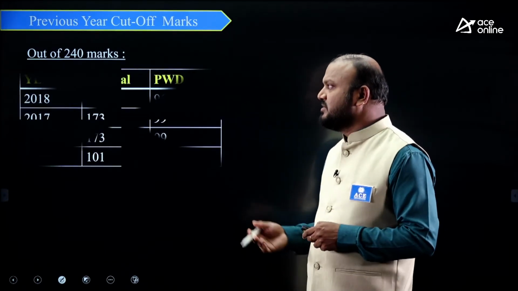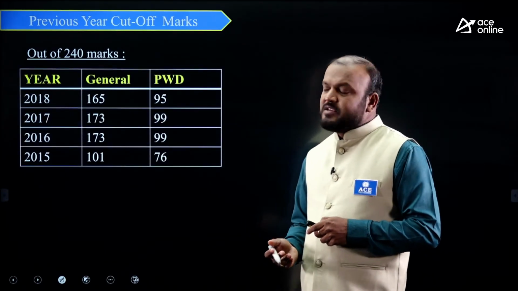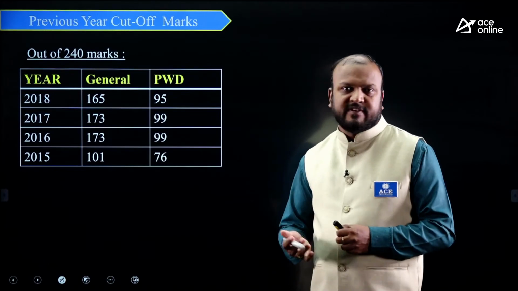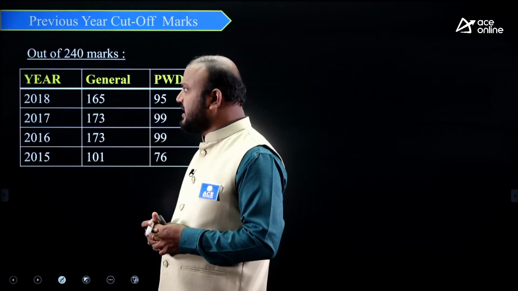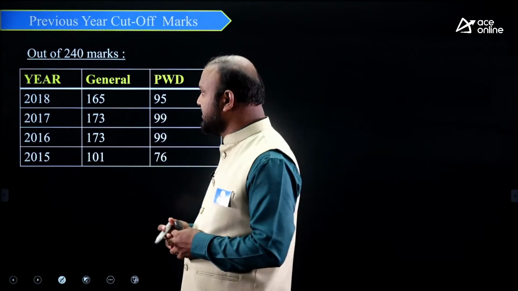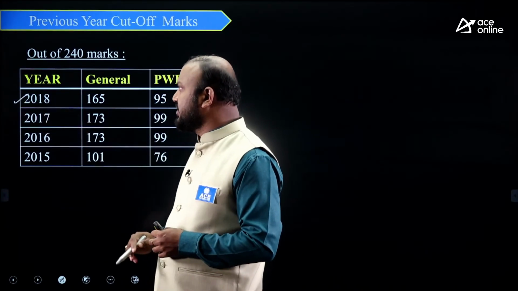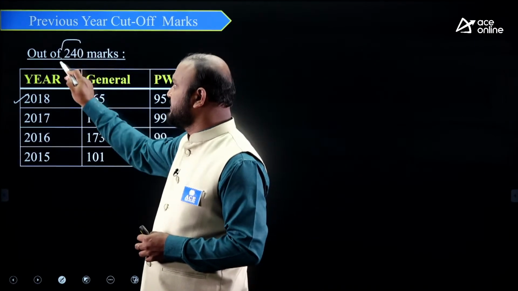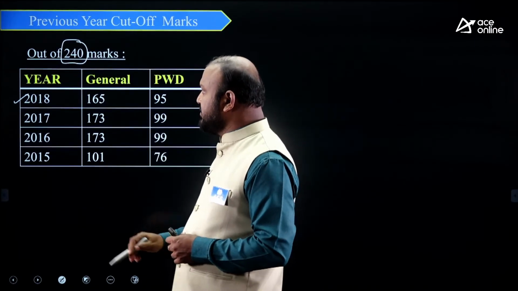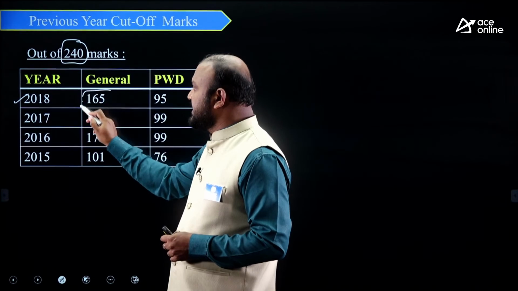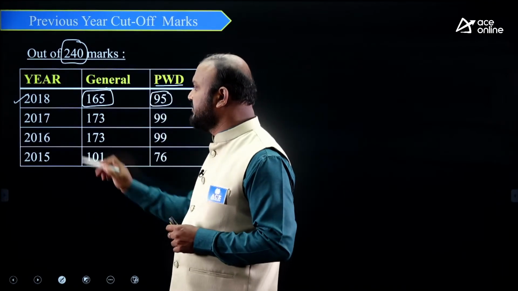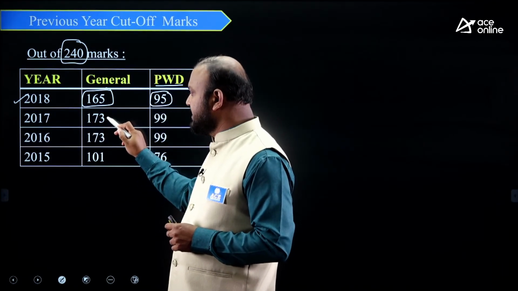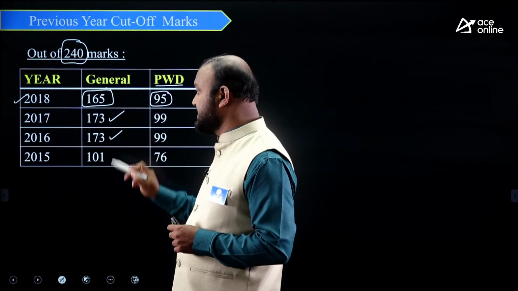And because ISRO does not release this kind of data, it is collected from different sources on the web. Some cutoffs from different years: in 2018, and I'm talking about the CS paper, because the paper is for 240 marks, in 2018 the general category cutoff is 165 marks, and for the physically handicapped, 95 marks. In 2017, 173, and in 2016, 173.